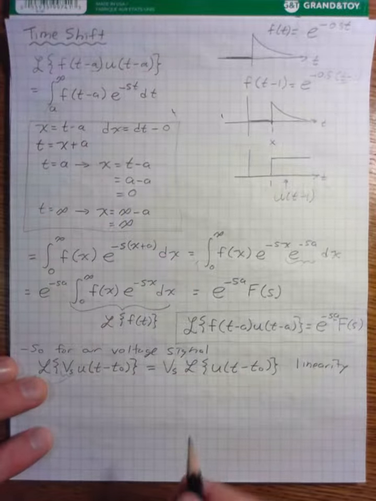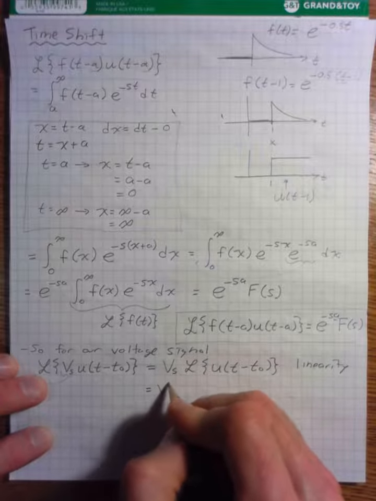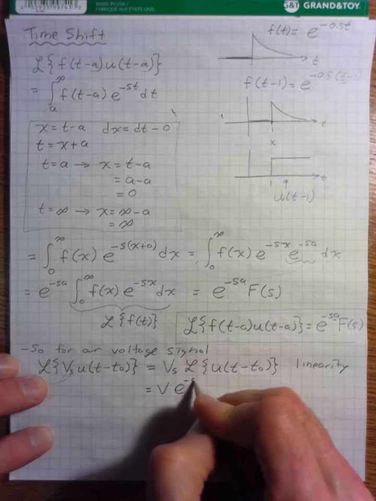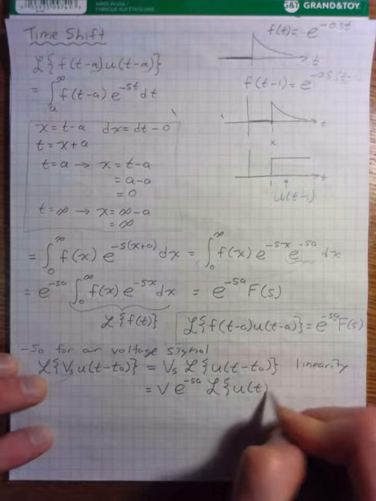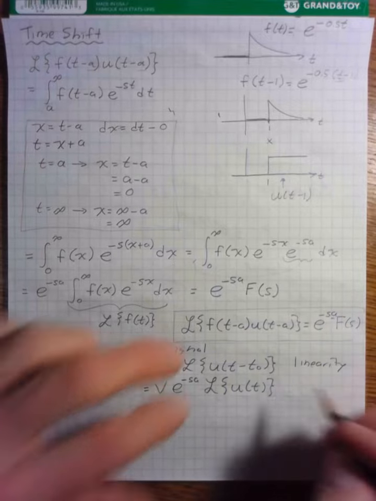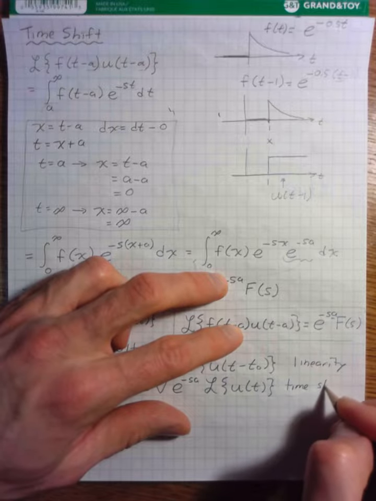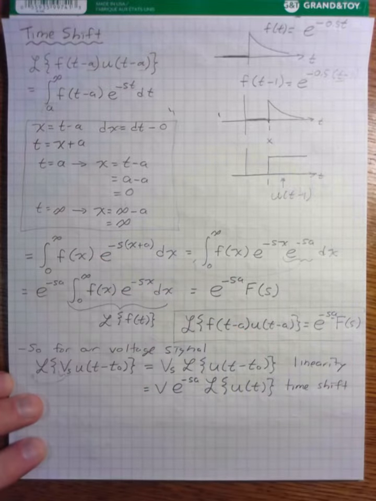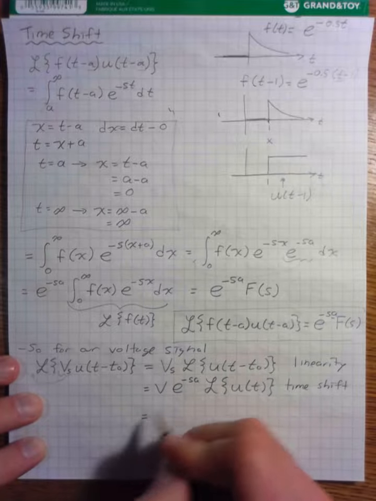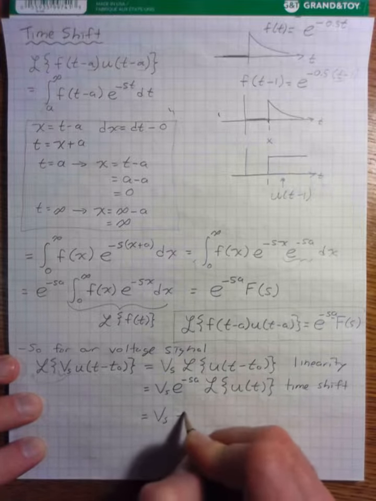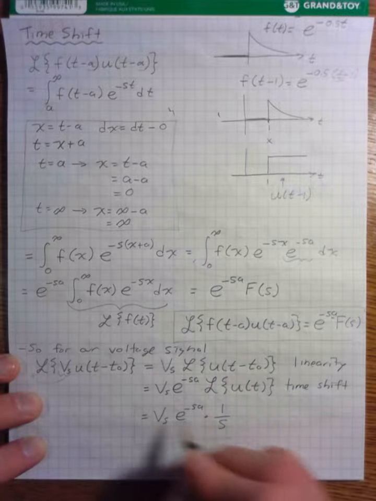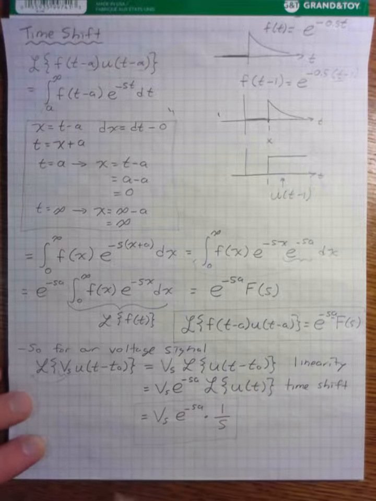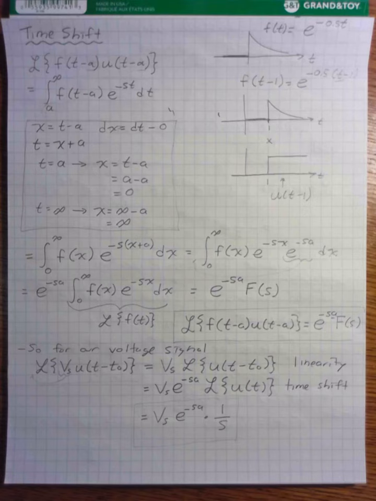We know from this time shift property that this is equal to Vs e to the minus sa times the Laplace transform of the unshifted version of the unit step function. So this is from our time shift property. And we know the Laplace transform of the unit step function is just equal to 1 over s. And so this is the final answer. This is the Laplace transform of the shifted version of the unit step, scaled up to be equal to our source voltage.